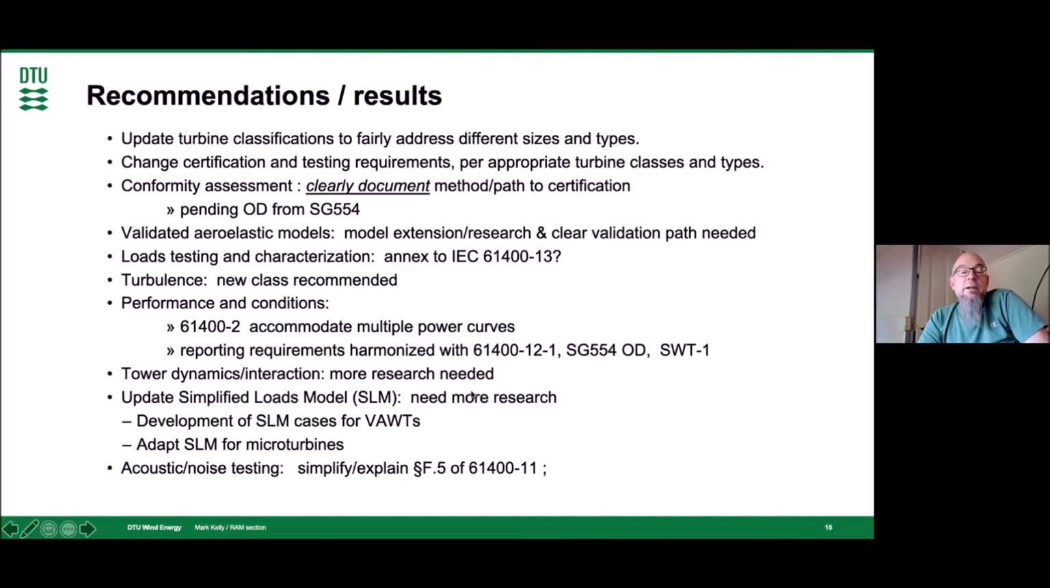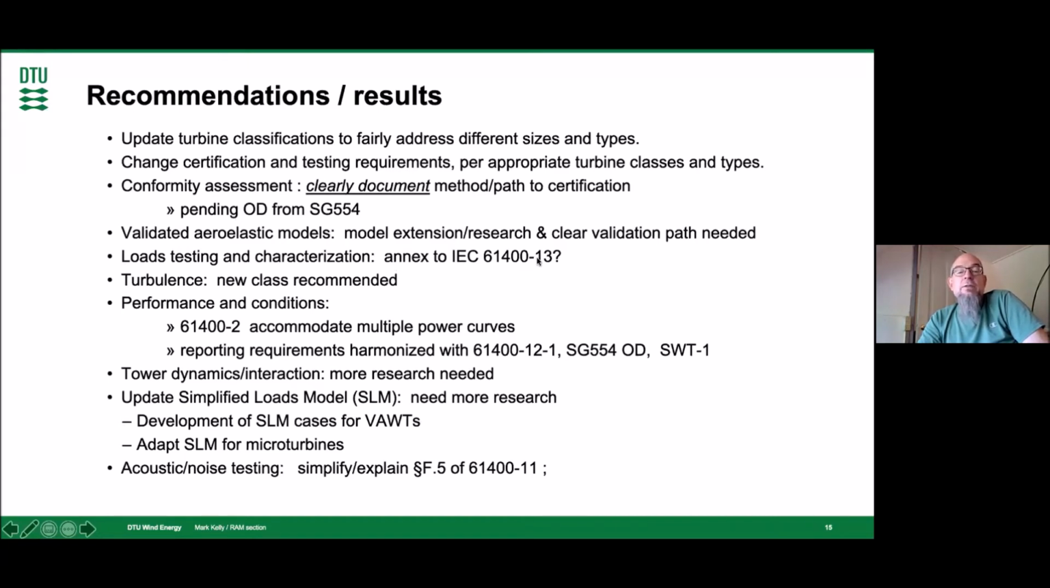So a bunch of recommendations came out of this. Basically updating the turbine classifications, as I mentioned. Certification and testing requirements need to be made easier, but per updated classes and types. Conformity assessment is so vague, we just need to clearly document that, but there is an operational document coming along those lines. Aeroelastic models need to be better adapted to small turbines, and there's more research there, but a clear validation path is needed. That's something for the standard.